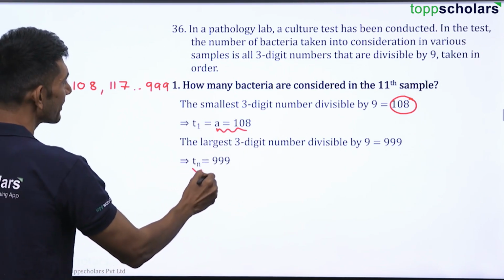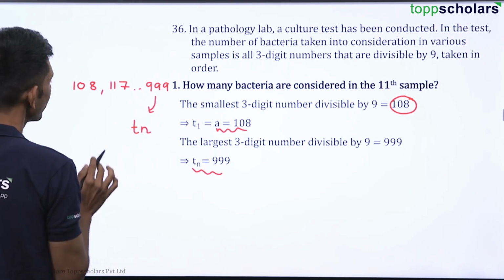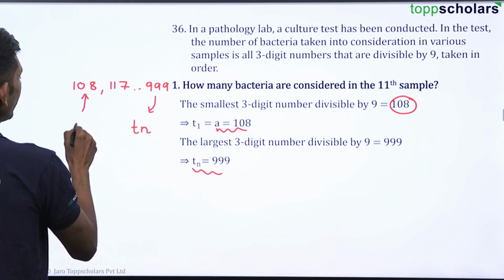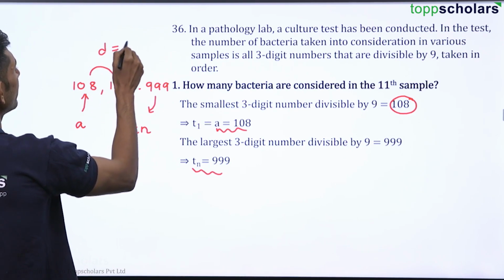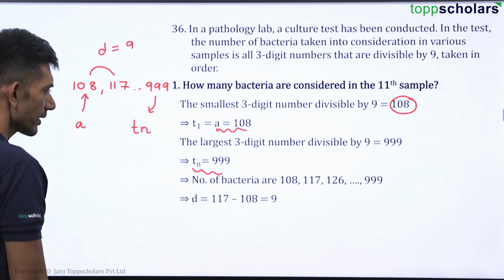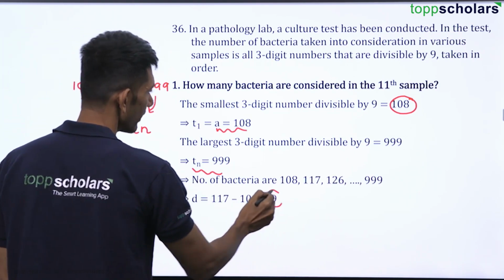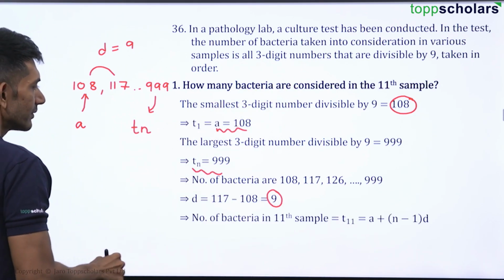So can I say the nth term? That is Tn. See, nth term Tn is 999. A is 108. What is the common difference D? D is 9 because divisible by 9. Correct? So D is 9.